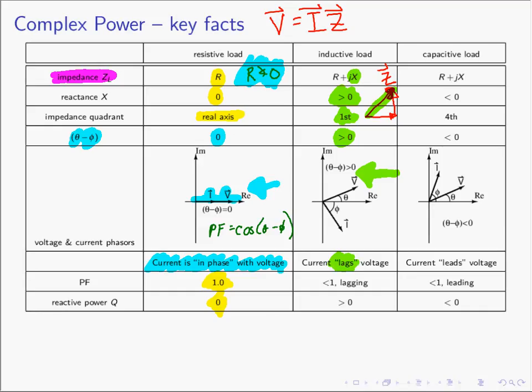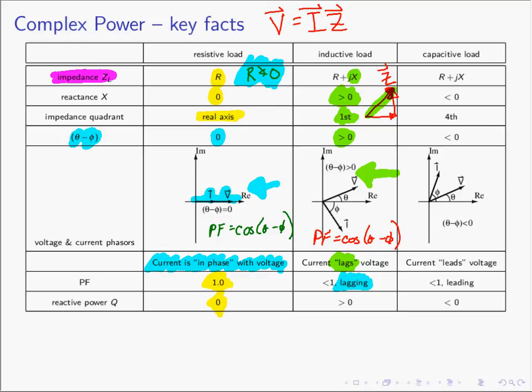Now remember once again that the power factor is the cosine of theta minus phi. And remember, cosine's an even function, and so whether theta minus phi is positive or theta minus phi is negative, you're going to get the same power factor. So some information is lost, and we want to retain that information. So since theta minus phi is positive, we are going to say the power factor is lagging.